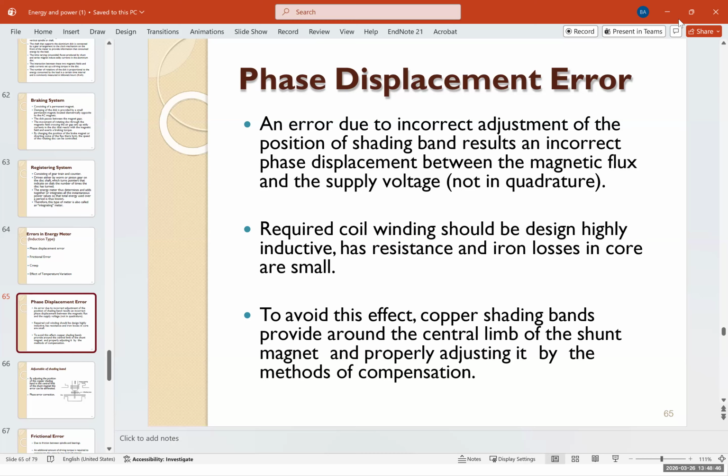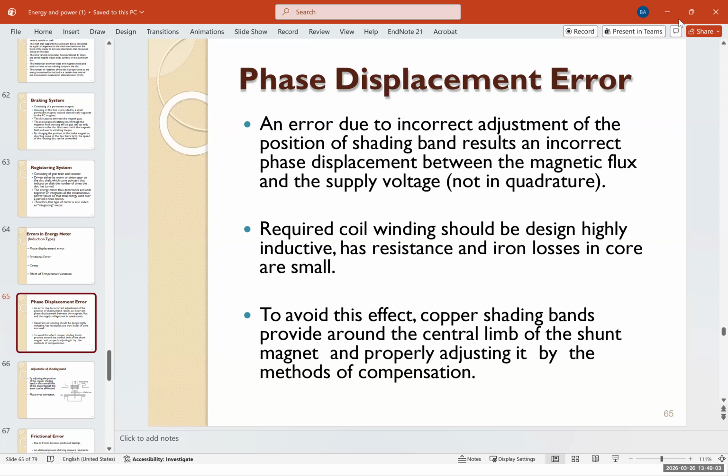The coil winding should be designed to be highly inductive, with iron loss and core loss very small. The resistance should be very small, and the ratio of inductance to resistance should be very high. But sometimes that doesn't happen.